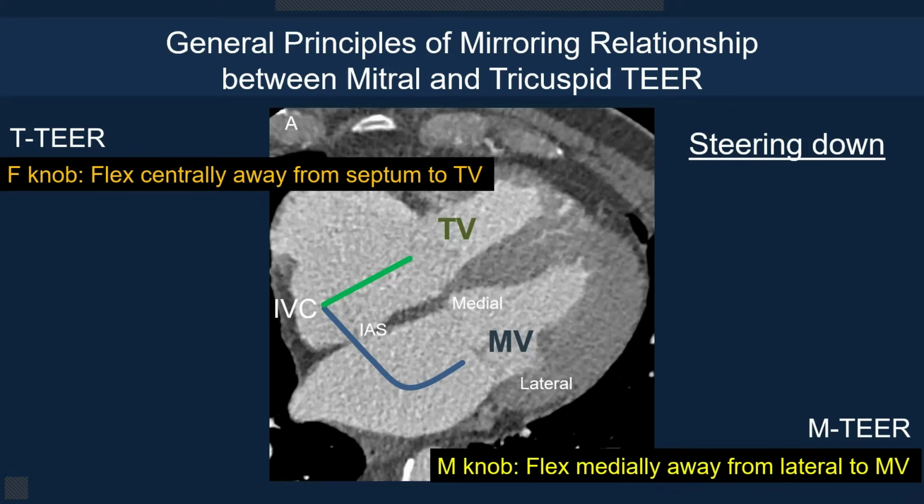Next, moving on to the general principles of the mirroring relationship between mitral and tricuspid TEER. According to the aforementioned anatomic relationship, most of the procedures are mirrored in the interatrial septum. After entering the right atrium, the first step is steering down to the valves. In mitral TEER, using the M knob to flex medially away from the lateral annulus to the center of the mitral valve. In tricuspid, using the F knob to flex the catheter centrally away from the septum towards the tricuspid valve.